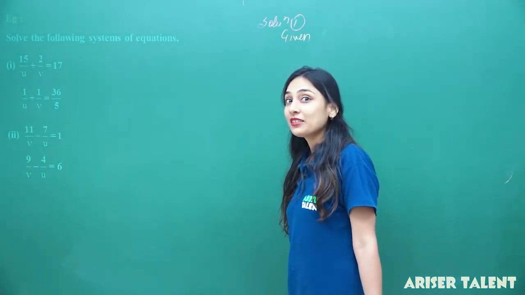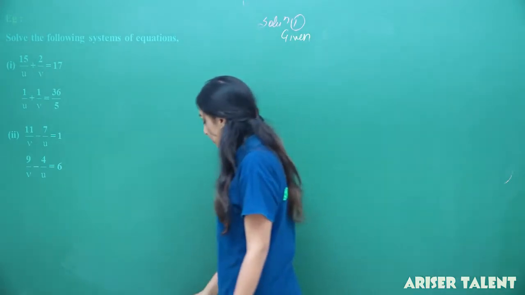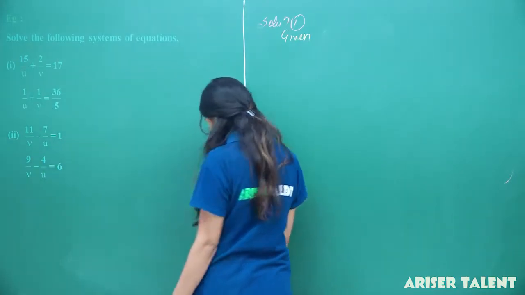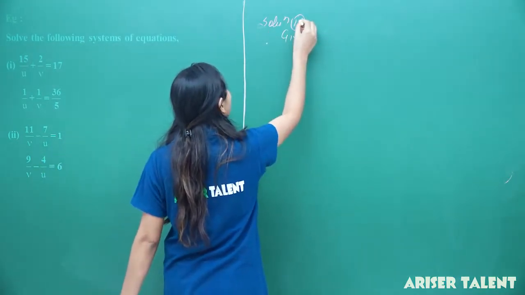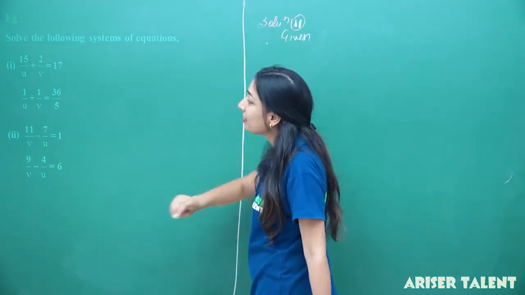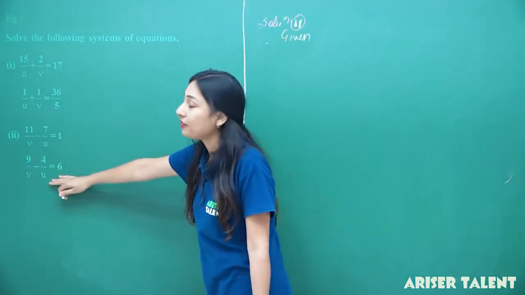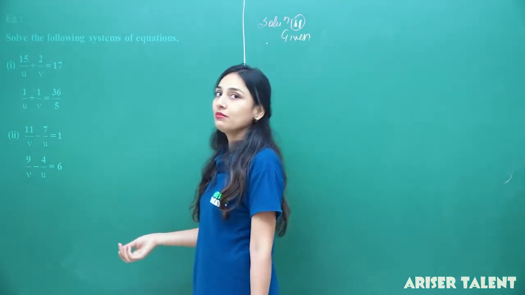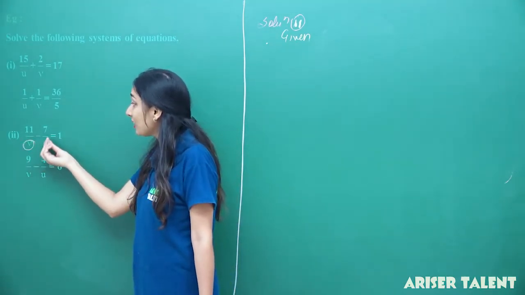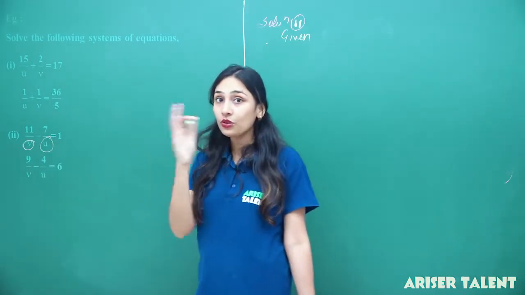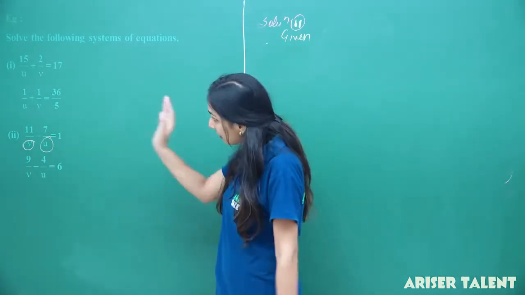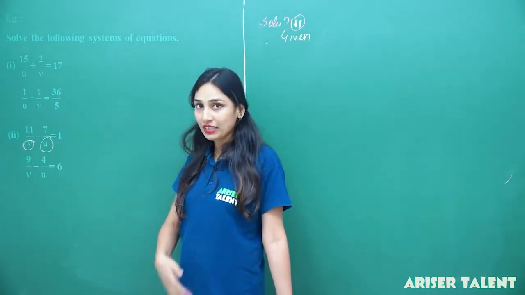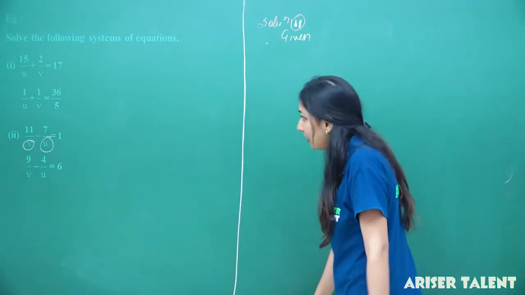So this is a solution for the second part. Given is 11 by V minus 7 by U equals to 1. Now it's tricky, right? It's V, it's U. Now don't confuse with that. V is V and U is U. You are not going to do this like 11 by U minus 7 by V. It happens. These are the silly mistakes, right?